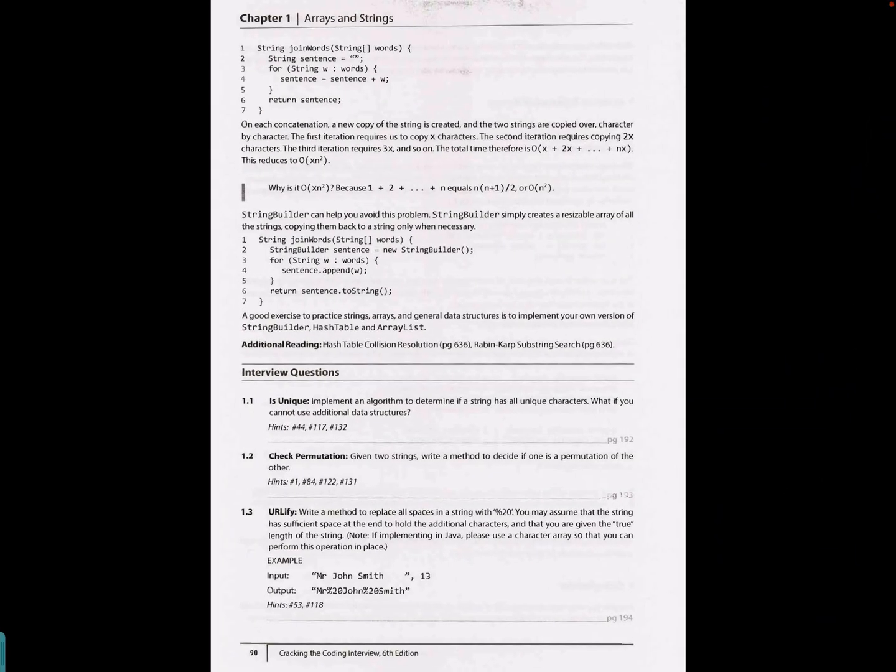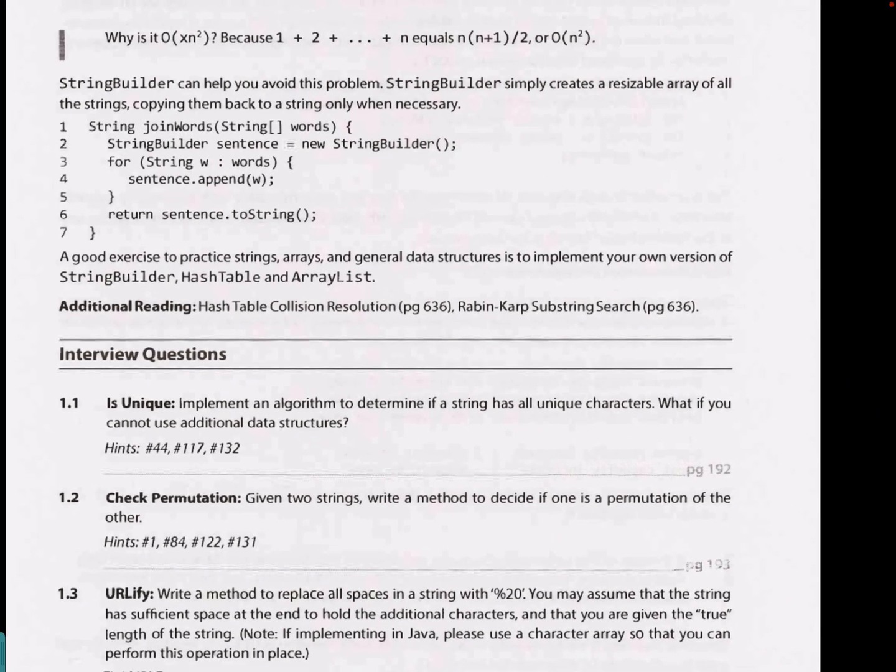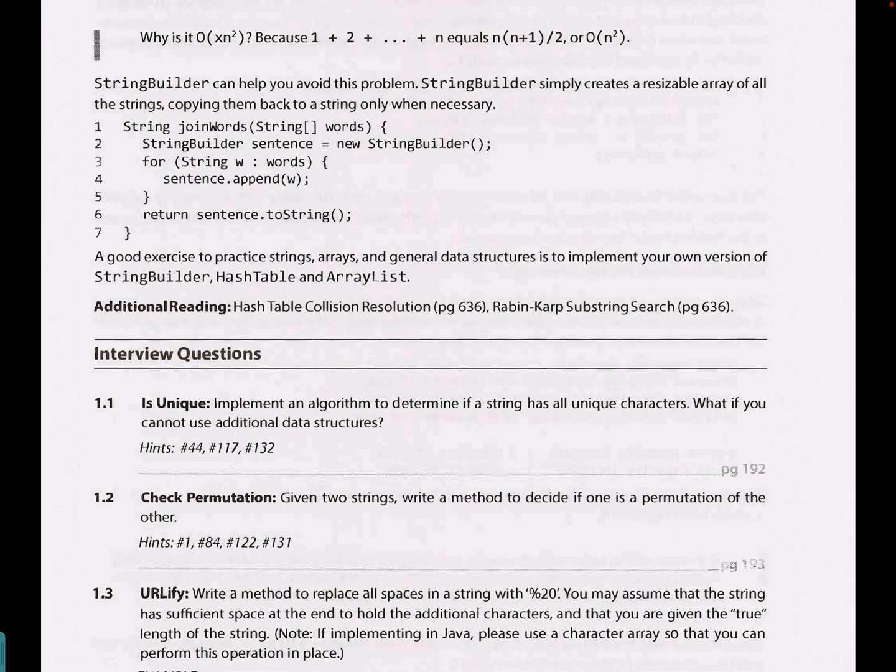Today I'm going to start going through all the CtCI questions. I've started a few times but I've dropped it because I lost interest, but I'm going to pick it up now. So we're going to start off with chapter 1, and the first question is isUnique: implement an algorithm to determine if a string has all unique characters.